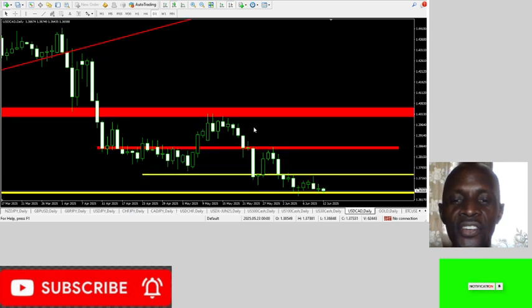US CAD. What is US CAD telling us? Let's look at US CAD. What is US CAD telling us? US CAD is also telling us there's a head, there's a shoulder, and we have a range here, and we are breaking the range here. This is another shoulder. We are coming down.